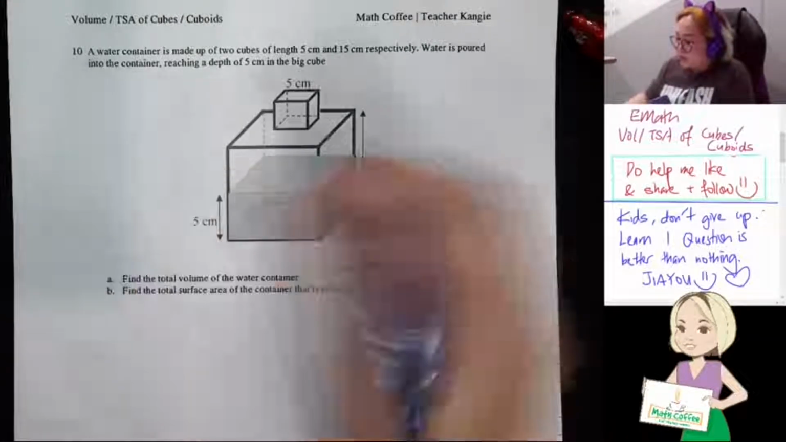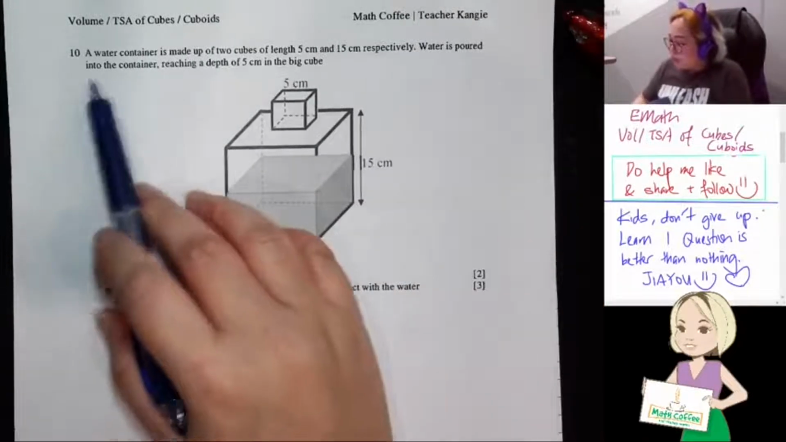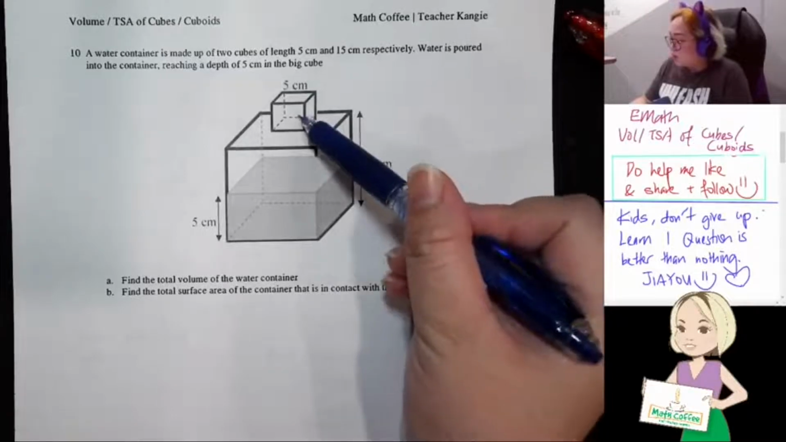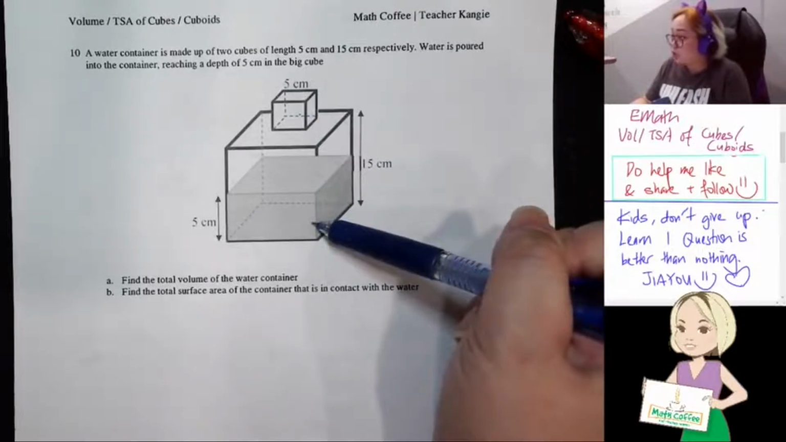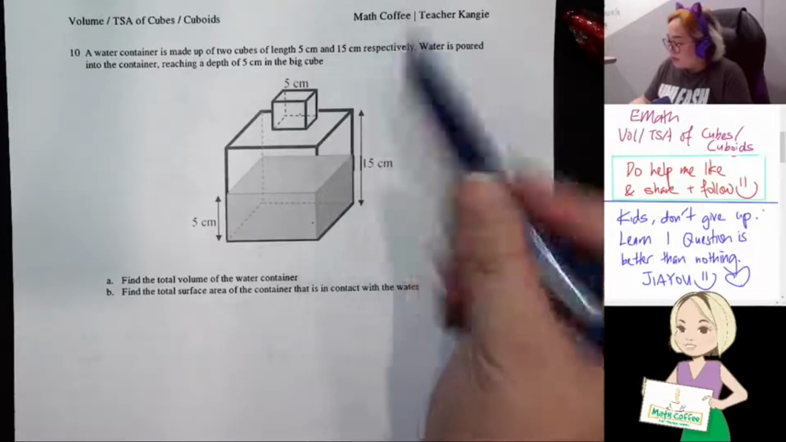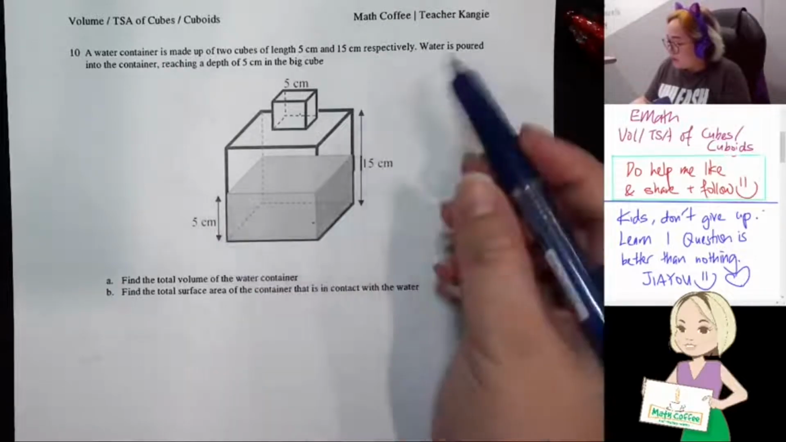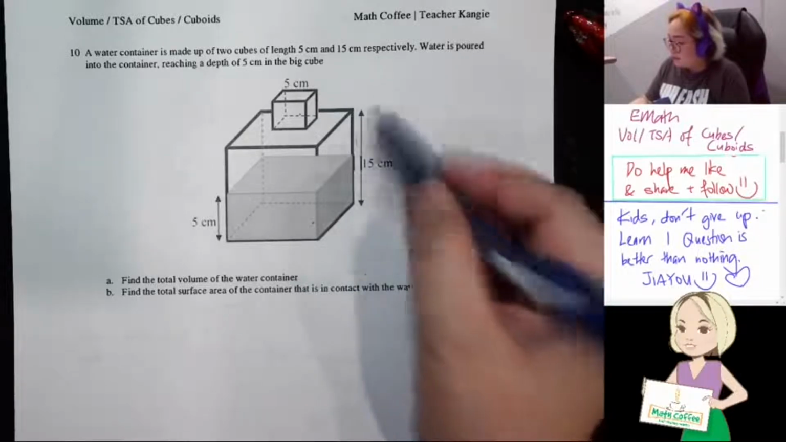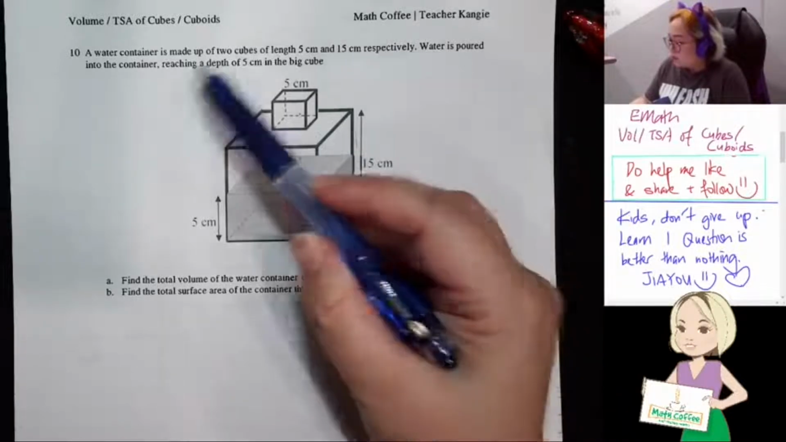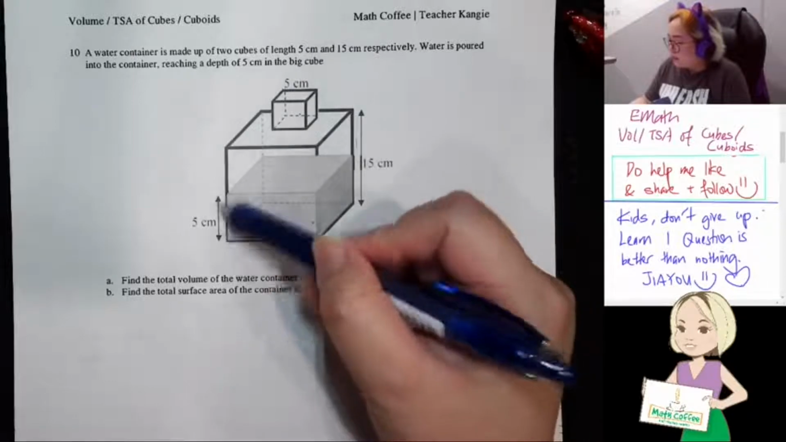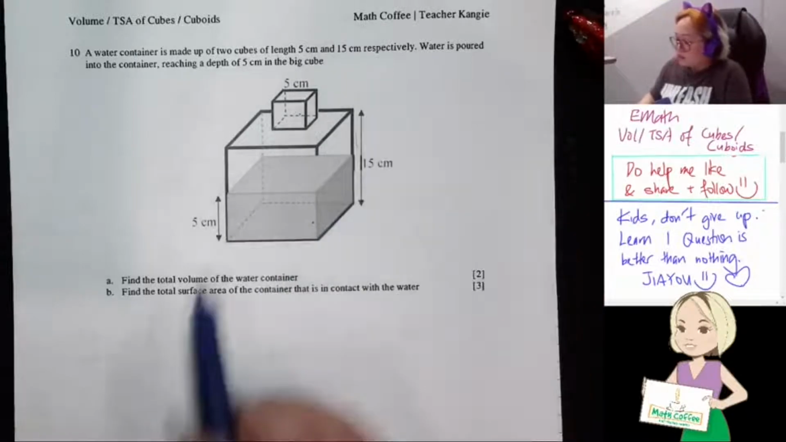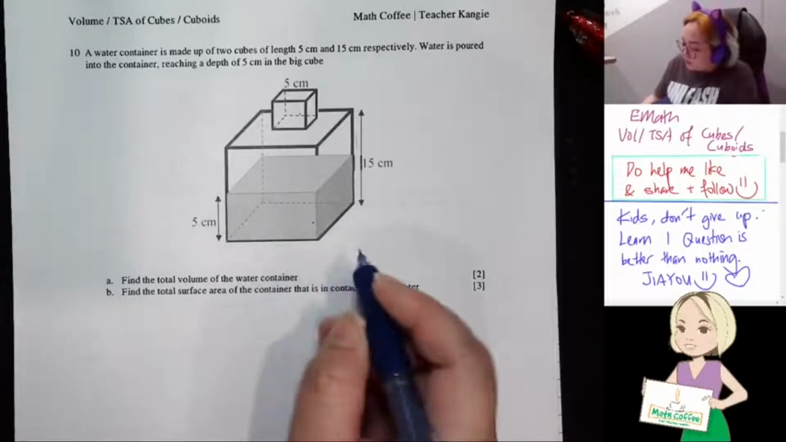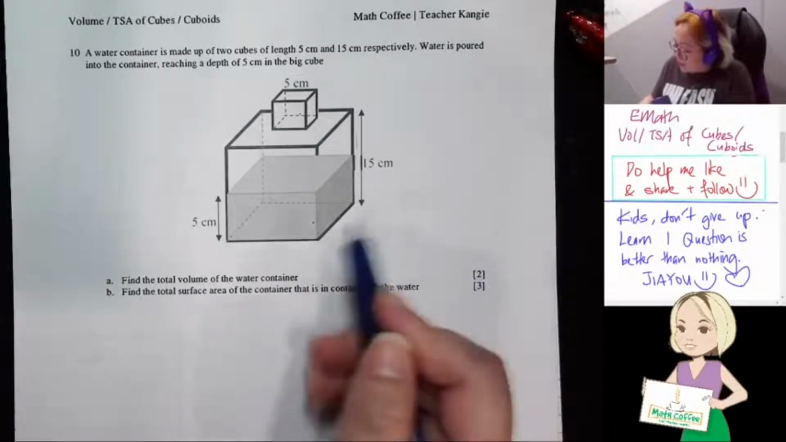Okay, let's take a look at question number 10. A water container is made up of 2 cubes. They are saying this small one is a cube, and this bottom one is also a cube, of length 5 cm and 15 cm respectively. Water is poured into the container reaching a depth of 5 cm in the big cube. They ask, find the total volume of the water container.